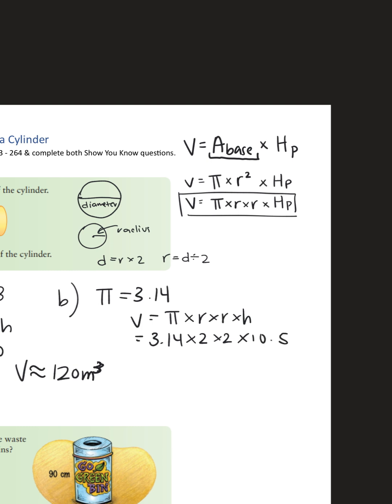2 times 2 gives me 4. 4 times 3.14 gives me 12.56, times 10.5 gives me 131.88, and that's centimeters cubed.